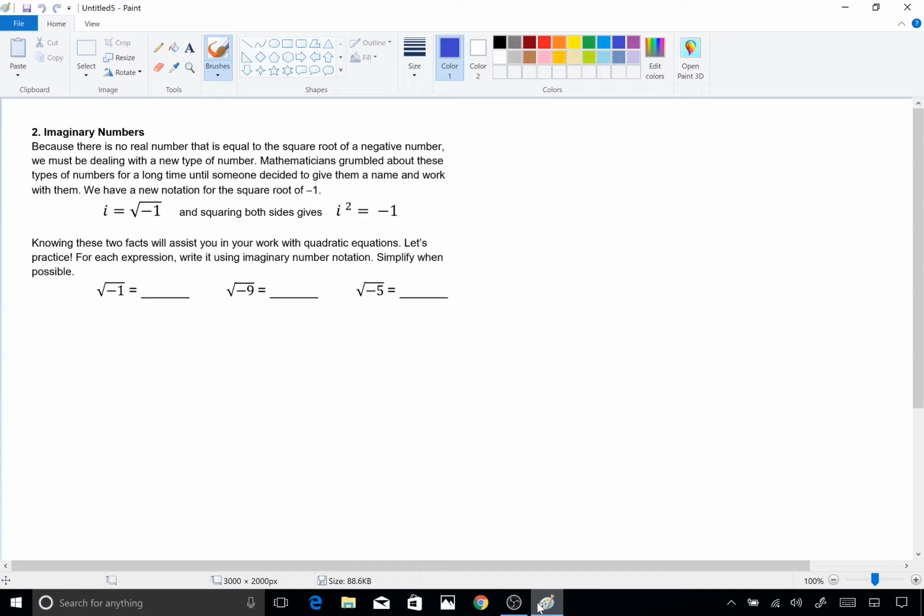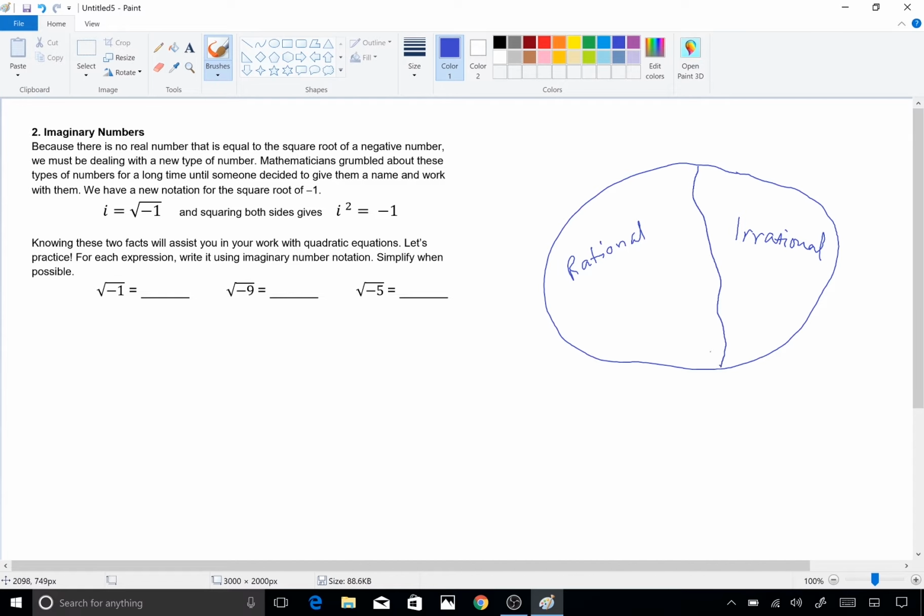This is page 146 in the packet. Recall that the real numbers can be separated into rational and irrational. Rational numbers are numbers of the form m divided by n, where m and n are both integers, and all integers are rational.